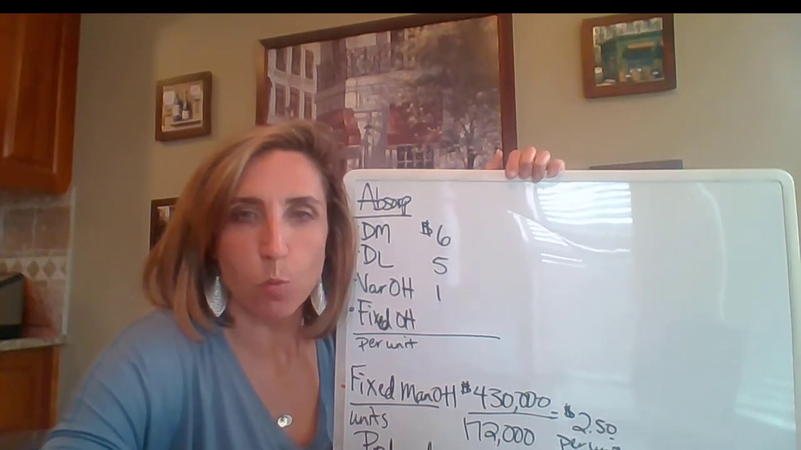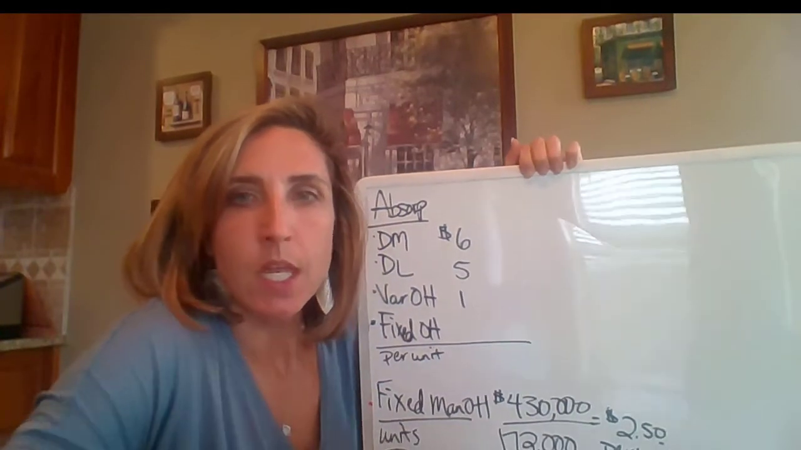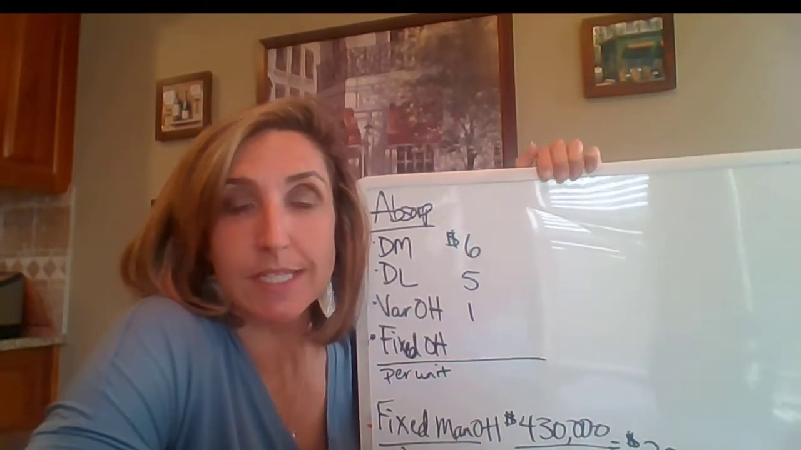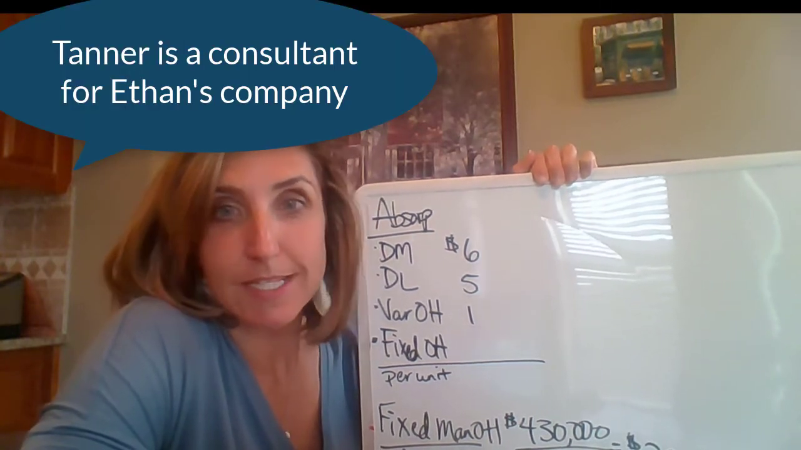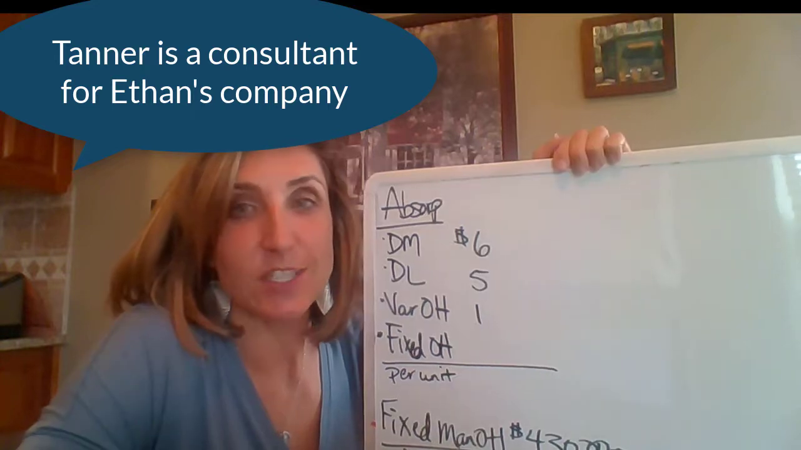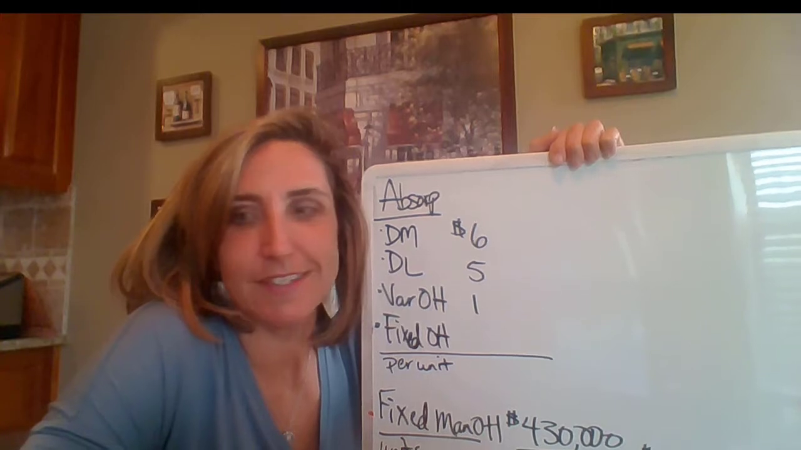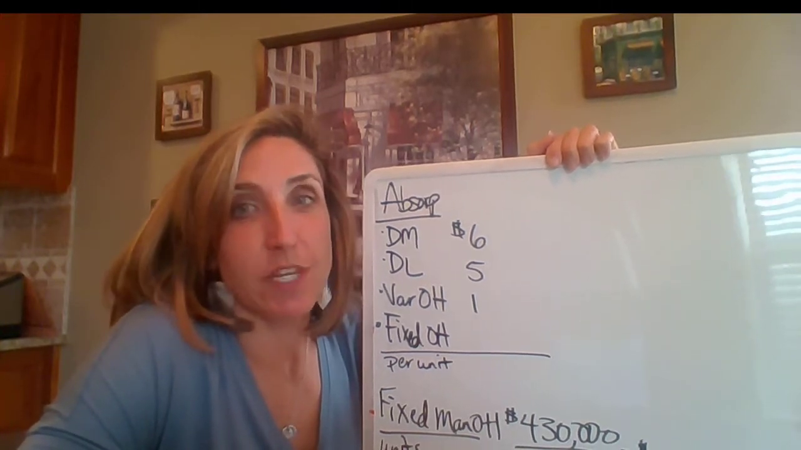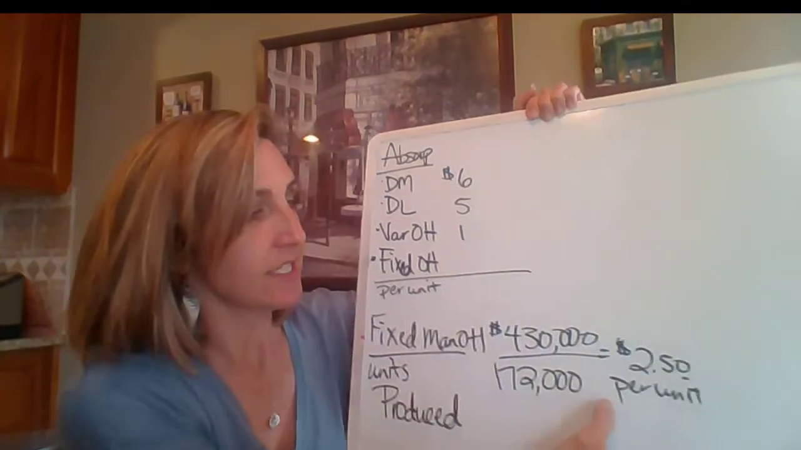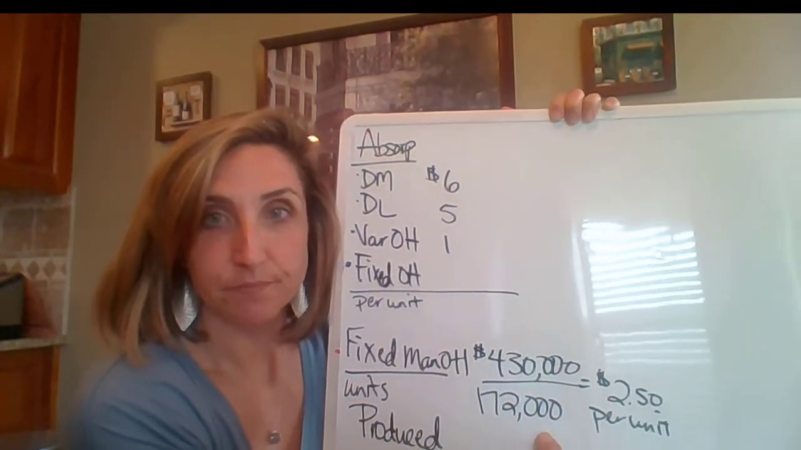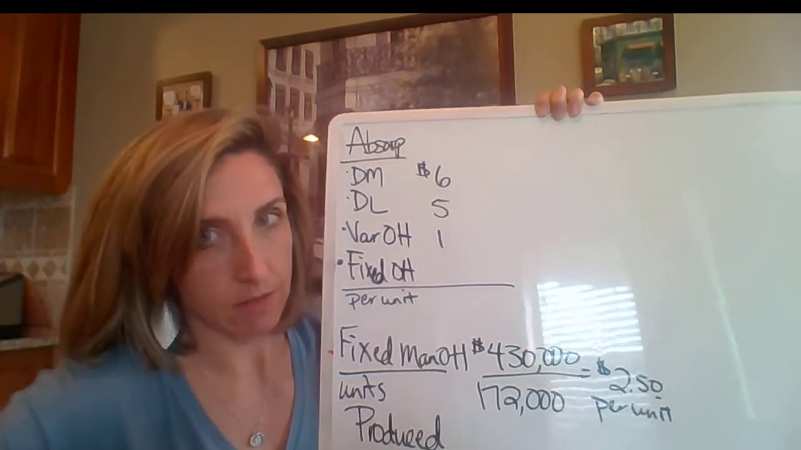Okay, so one twist. We're going to change the scenario a tiny bit. So Tanner comes in and he says, I can make your business profitable. He says, Ethan is the manager. He says, all you have to do is produce more units. And Ethan's like, what? Let's try it. So Tanner says, I think you should produce next year 172,000 units.